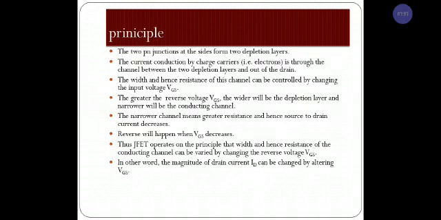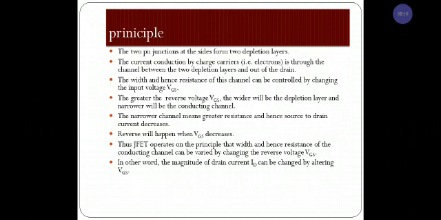Principle. Now let us see on what principle the FET works. The FET works under the principle that the two p-n junctions at the sides form a depletion layer. The current conduction by the charge carriers is through the channel between the two depletion layers and out of the drain. The width, and hence the resistance, of this channel can be controlled by changing the input voltage VGS.